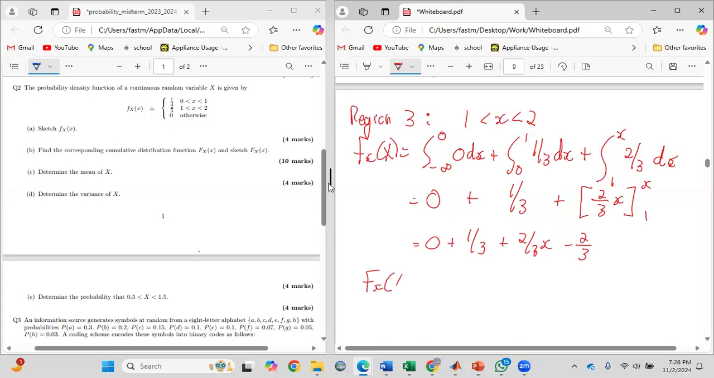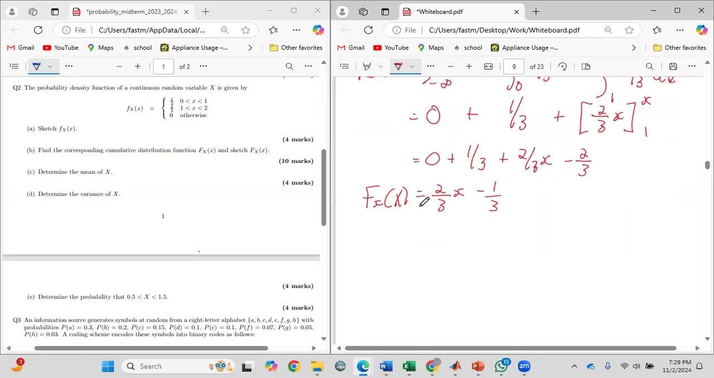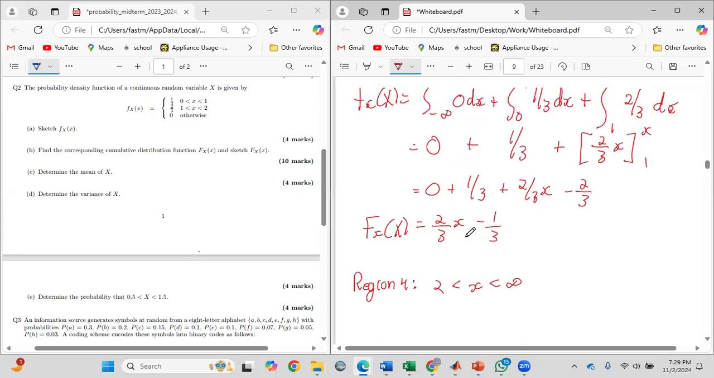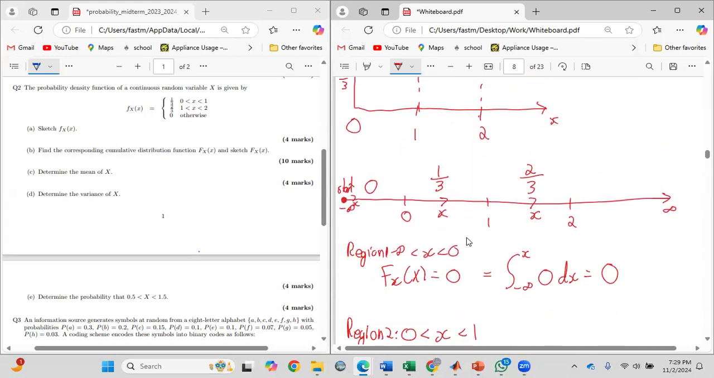So the capital F of x for this will be 2 on 3 x, and then 1/3 subtract 2/3 will be minus 1 on 3, and that is the equation for those two bounds. And the last region, which is region 4, so that is if x is less than positive infinity but more than 2, because that will be if x goes on past, so here now, you went through the whole thing.